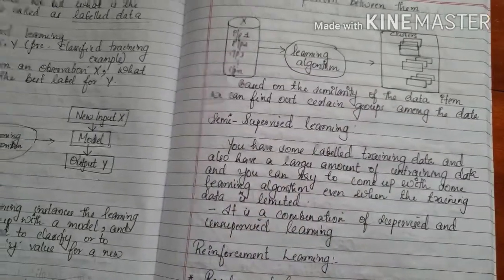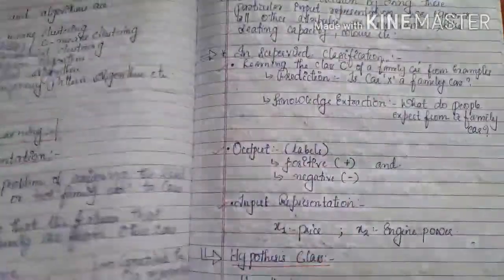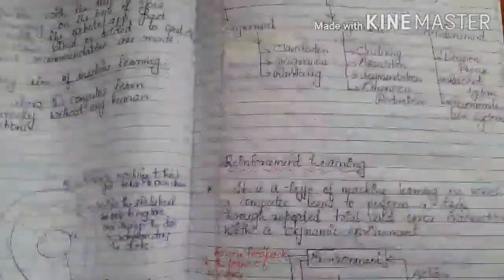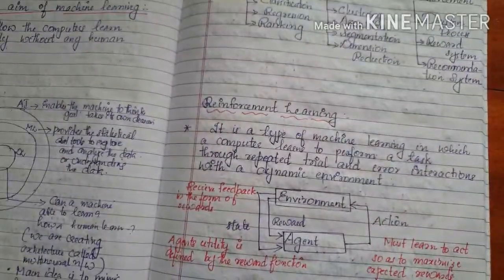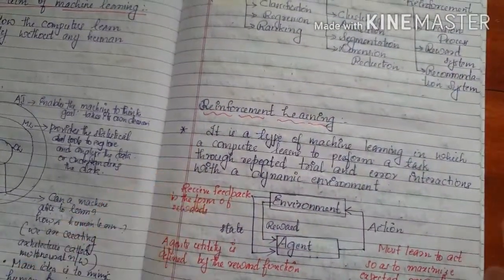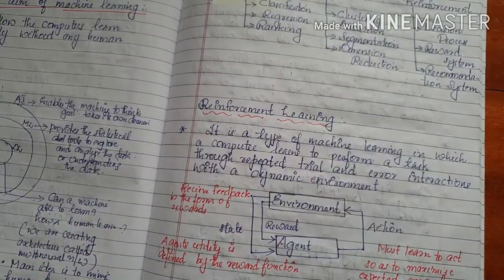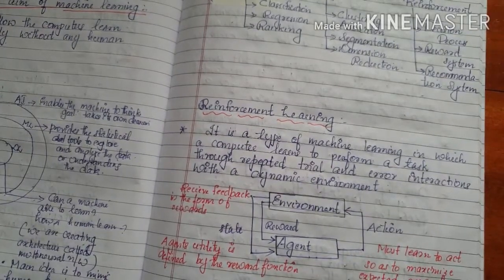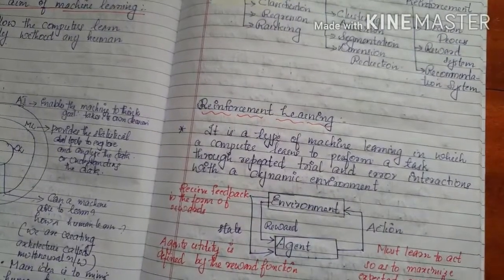The third type of learning is reinforcement learning. Before describing reinforcement learning, I will give you a scenario. We have a dog. I am trying to train the dog to pick up a ball I have thrown away.